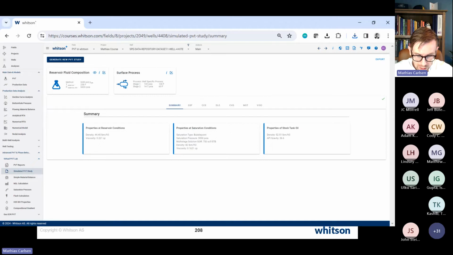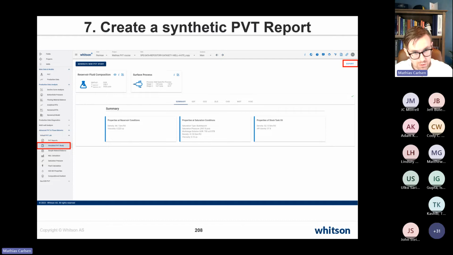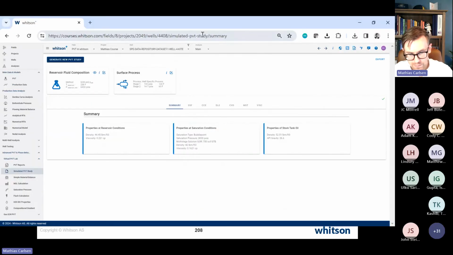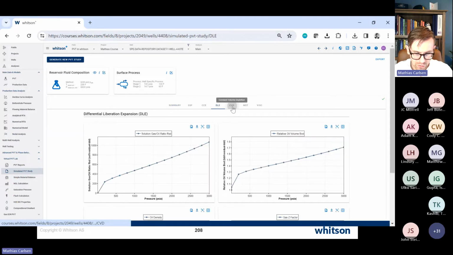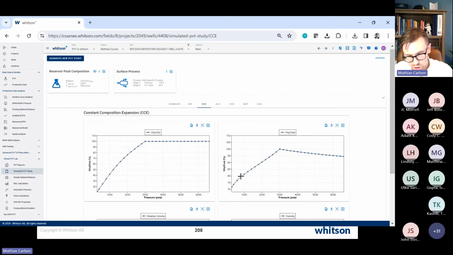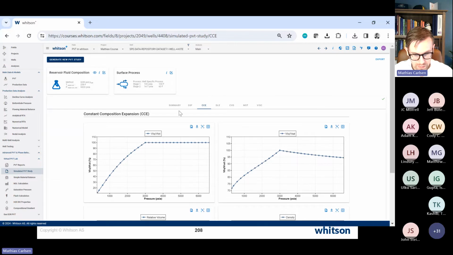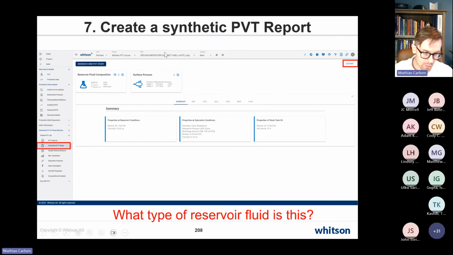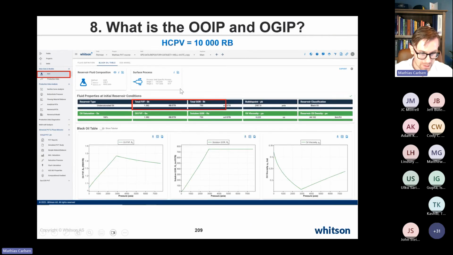So when we look at this, what kind of fluid do we think it is? That will be my question to all of you, and please answer in the chat if you have anything. Okay, black oil, excellent. I think that's a black oil too, so that's good. If it was more of a volatile oil, you would probably see very linearly decreasing liquid dropout curves here. You would probably see a much steeper shrinkage curve than what we're seeing in this case. Perfect.